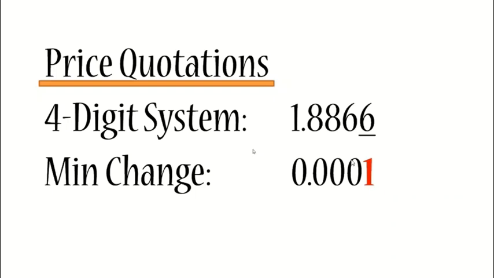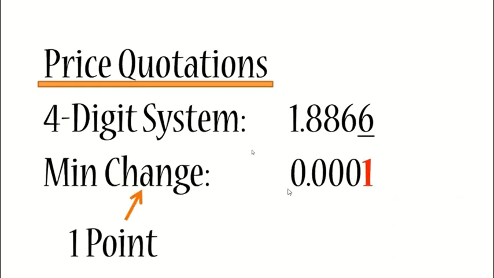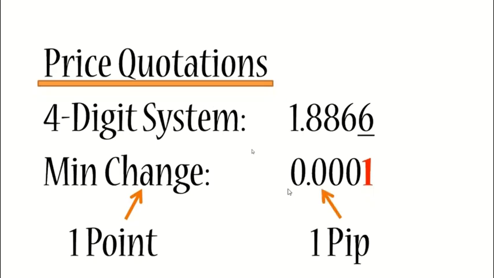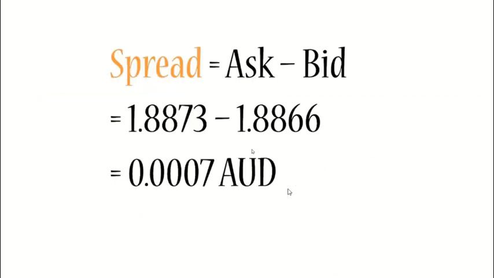So it's basically the same thing, but the minimum change is 1 point and the entire digit as a whole is a pip. That's basically how we describe it. Let's make a clear example of the calculation of the spread. Now let's take the spread and identify it as a pip or point.